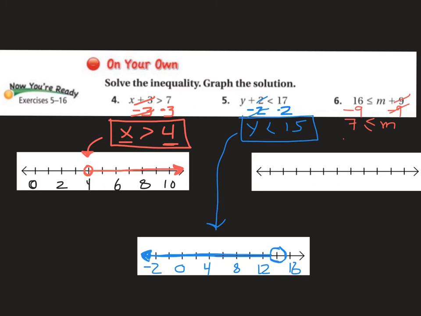Let's flip this around so we have our m in front. So m is going to be greater than or equal to 7. We just turn this around. But I like to have our variable in front. Okay, so that's the solution there. Let's go ahead and graph it right here.